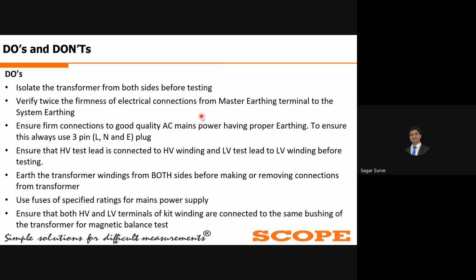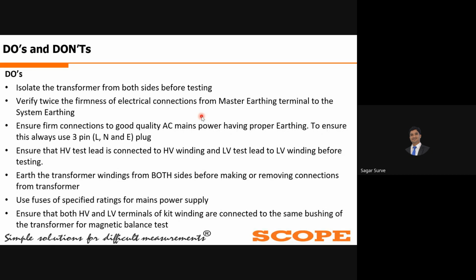Ensure that the HV test leads are connected to the HV winding and the LV test leads to the LV winding of the transformer. As we said in the earlier slide, we have to apply the voltage to the HV side of the transformer and measure on the LV side of the transformer. Hence, we should ensure that our instrument is connected such that the HV winding is connected with the HV test leads and LV is connected with the LV test leads.